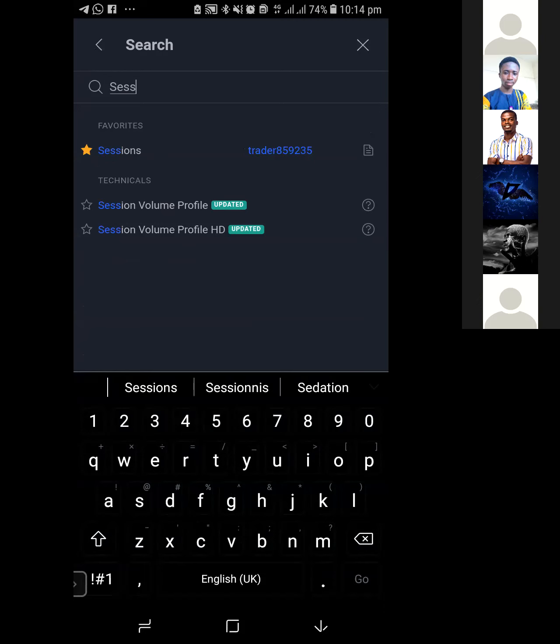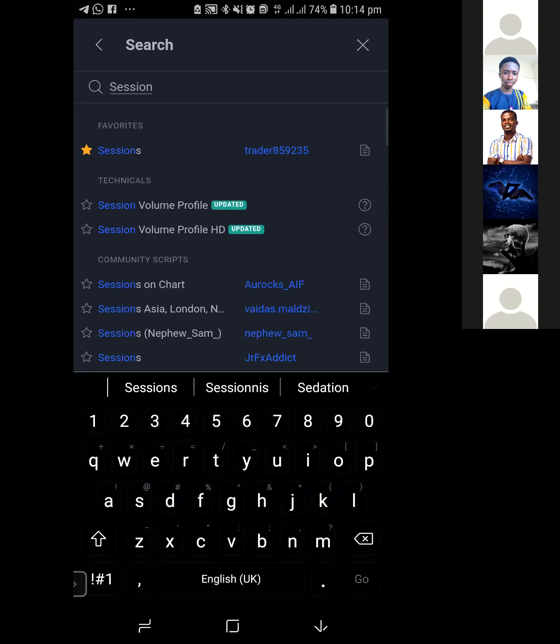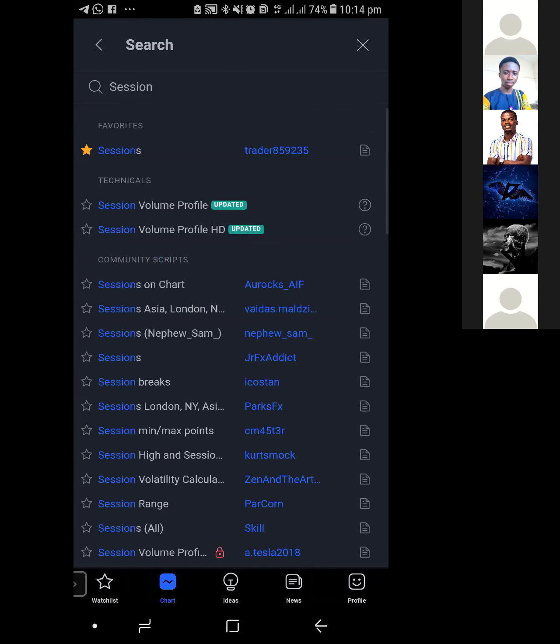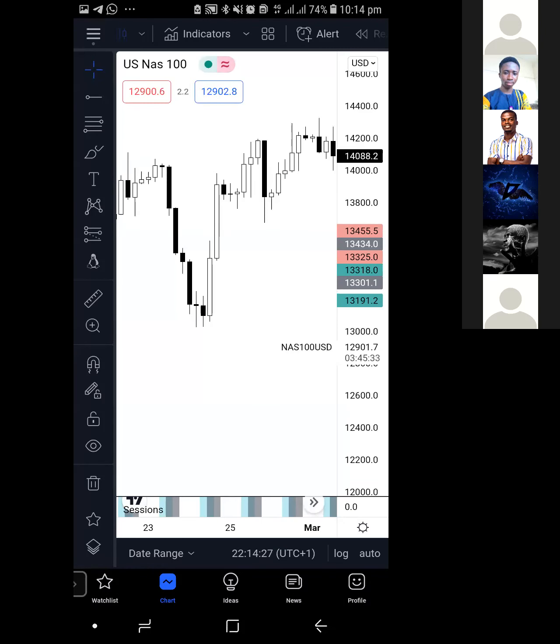So it's the same thing. All right, so you can see that now. Let me move it before so that I can place it. All right. So you see that now. Sections by trader, 859, and the rest. That's the sections I use. And then when you put it, you can come to the sections place here, and you can do your settings as you feel like.